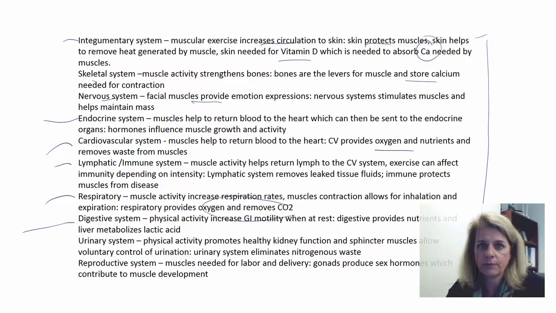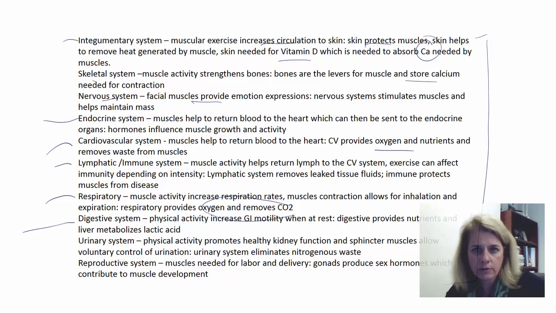The digestive system. Digestive system has smooth muscle to move food through it. As you exercise your muscles, you can shunt blood away from the digestive system and to the muscles. You need your digestive system to bring in nutrition for your muscles. So again, just kind of start brainstorming on how these systems work together.